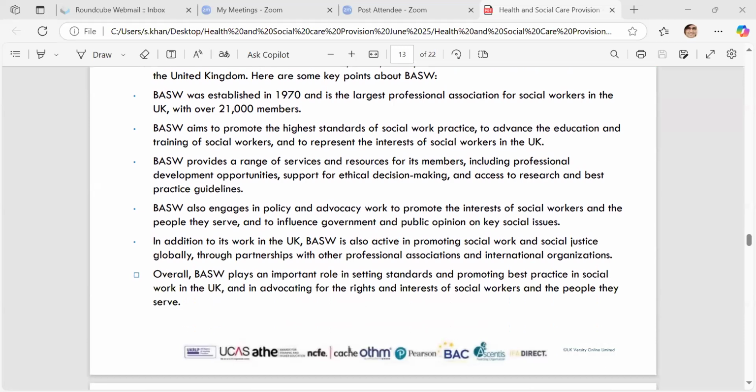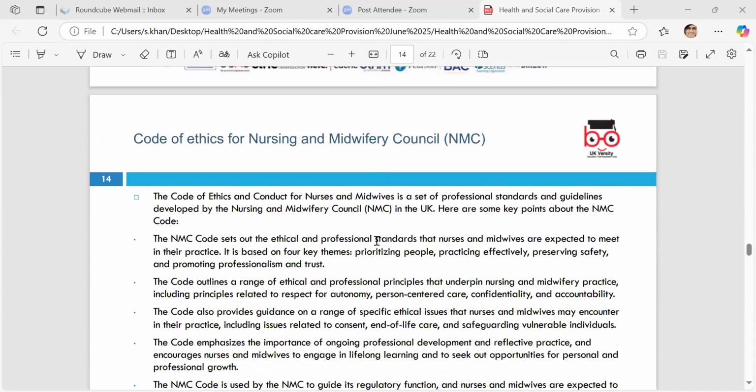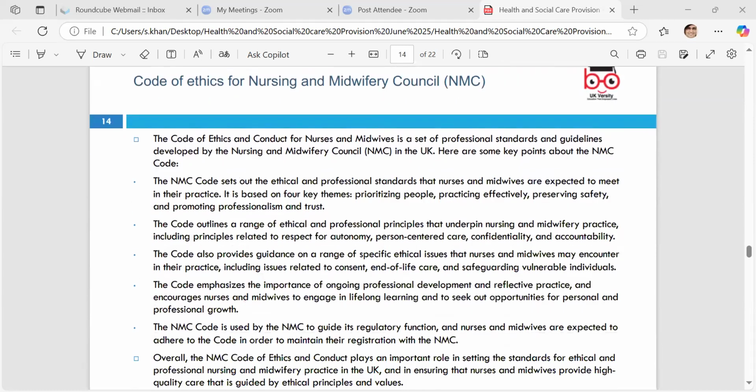Overall, the BASW Code of Ethics is a vital document for social workers in the UK, providing guidance on ethical practice and promoting human rights, social justice, and professional integrity. It helps social workers understand what they need to do as part of their job, and it's really important. Code of Ethics, Nursing and Midwifery, NMC.